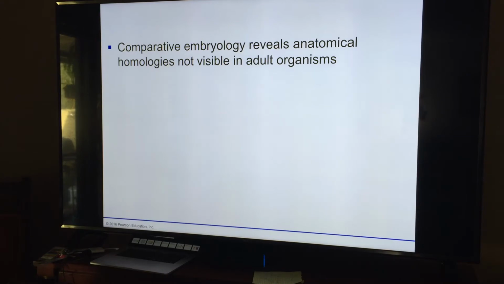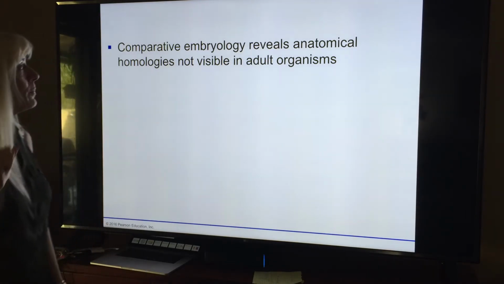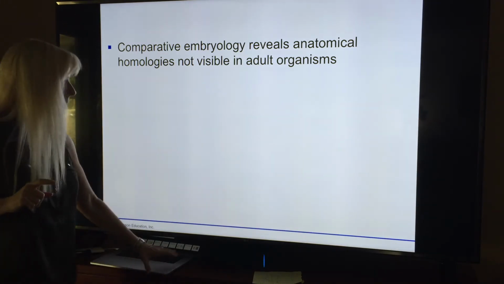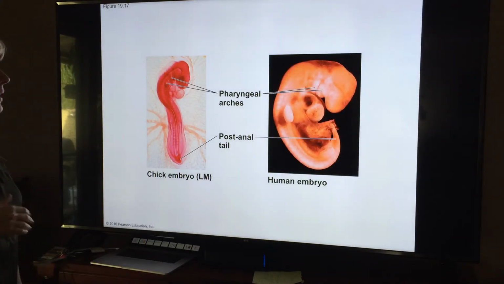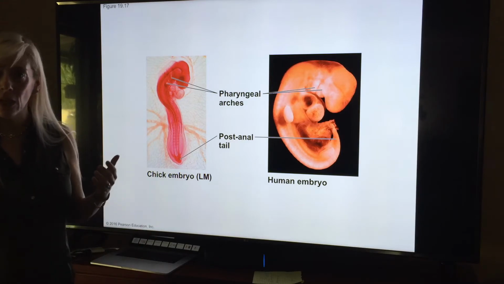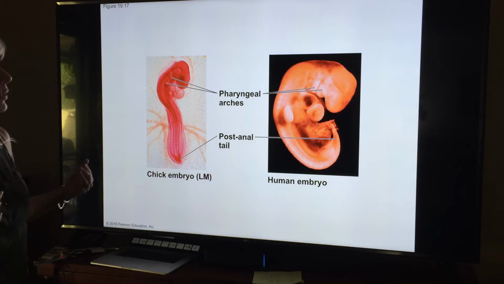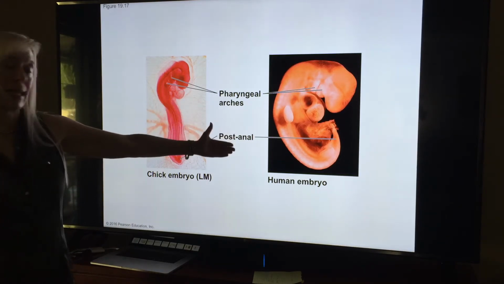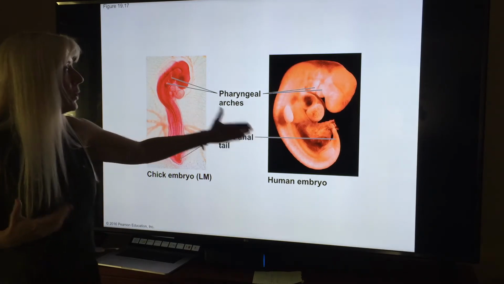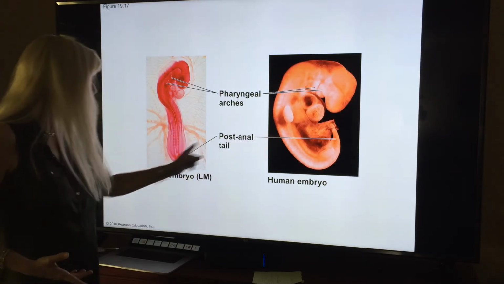And another one, which is slightly creepy, just a forewarning. Comparative embryology reveals anatomical homologies not visible in adult organisms. So one of the things when we talk about chordates is that an organism being a chordate means that as an embryo we have pharyngeal arches and a postanal tail. So here's a chick embryo, here's a human embryo. The sizes may be different, so they're just for comparison. But little tail, little tail.